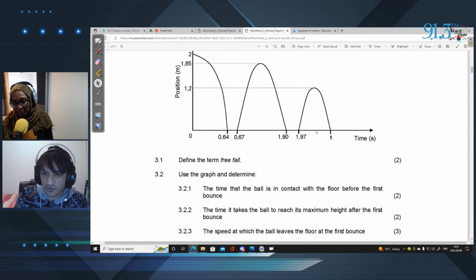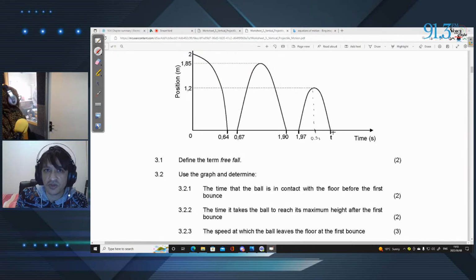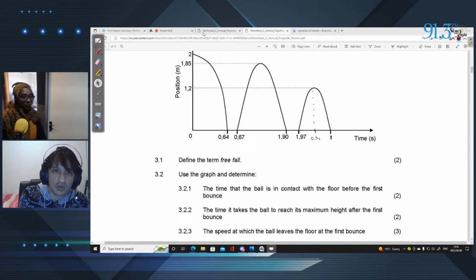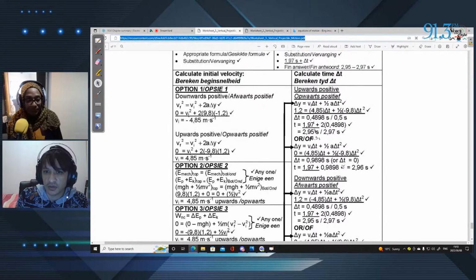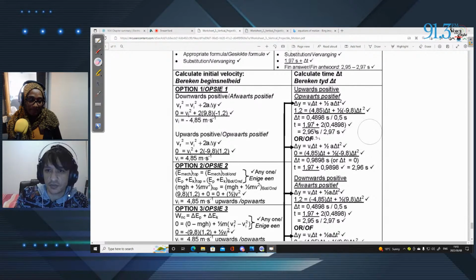Right? If this took 0.5 seconds to reach this peak, then it's another 0.5 seconds left over because it's halfway. And then we just say 1.97 plus 0.5 times 2, which is exactly what they did here in the memo. Right? It's exactly what they did there. And we end up with a value of 2.95 seconds.